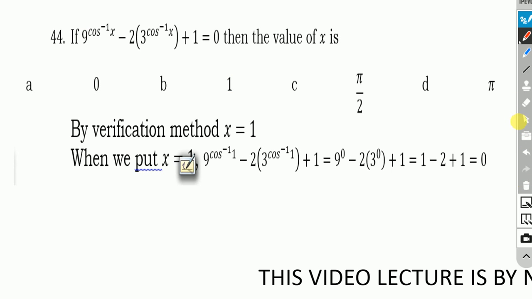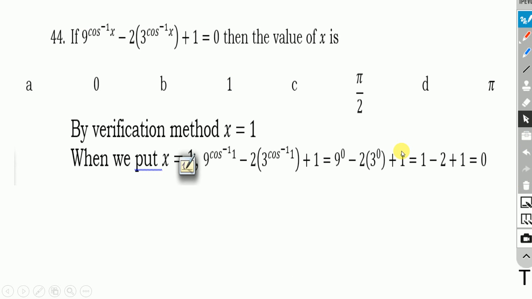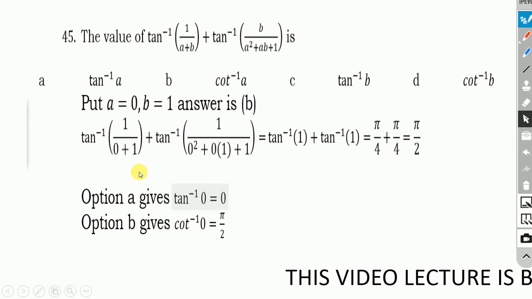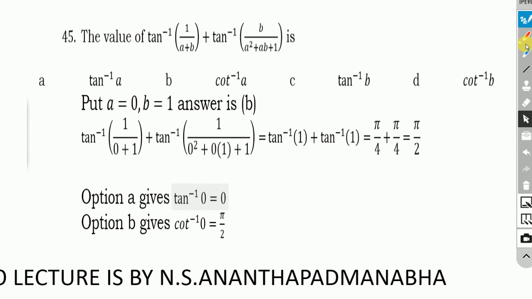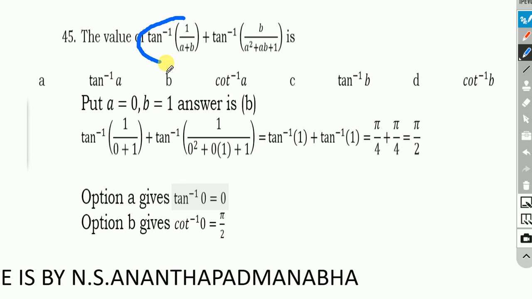The value of tan inverse of 1 by a plus b plus tan inverse of b by a square plus ab plus 1. All these questions are solved by shortcut tricks, that is, we are using the inspection method. The inspection method will work in many of the problems in inverse trigonometry. Here put a equal to 0 and b equal to 1. These values you can choose according to our convenience.